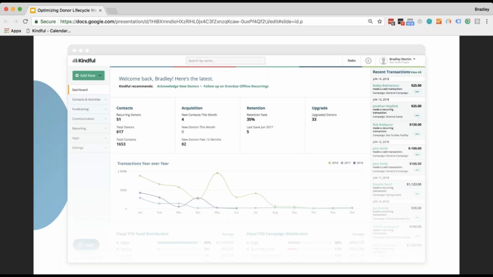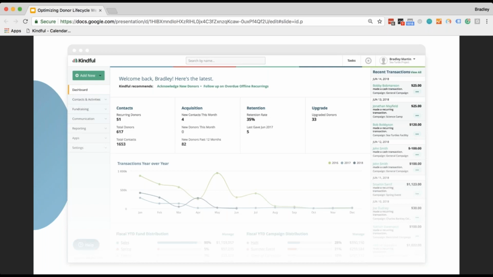What you'll see here is that we have the full contact list. We have acquisition. Now this organization, this is a demo account, and so they've only added 4 new contacts this month, 0 new donors this month. They've got some work to do, and then 82 new donors in the past 12 months. When we go on to retention, you'll see that their retention rate is 35%. Again, some work to do there to get back up to the industry average. But one of the most impactful numbers you can see here is that 5 people last gave in June of 2017, 1 year ago.